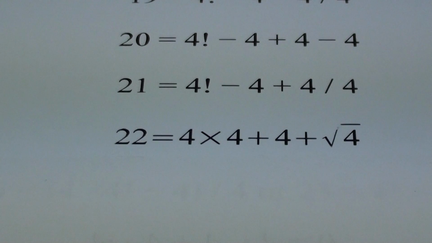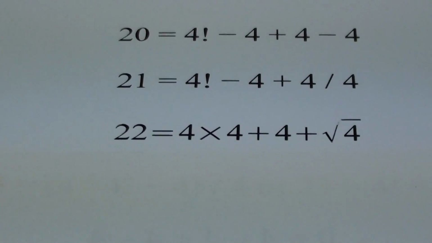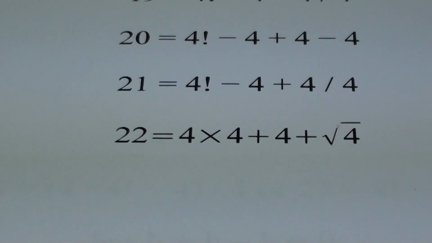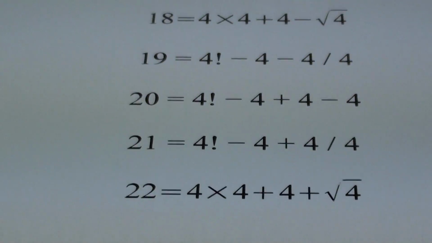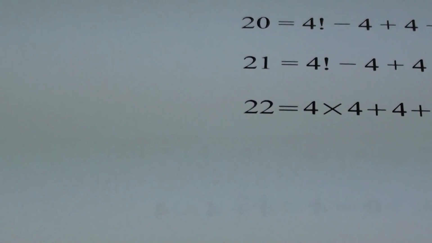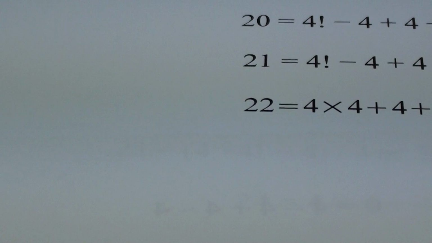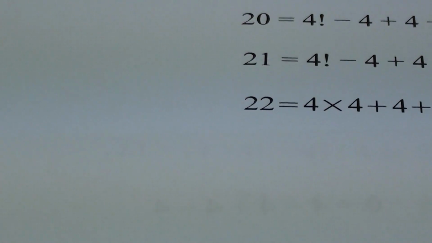22 is not difficult. 4 times 4 plus 4 plus the square root of 4. That might remind you of something like 18. Here's 23, one of the most difficult. Because it's difficult, I give you 2 solutions. There are many other ones.